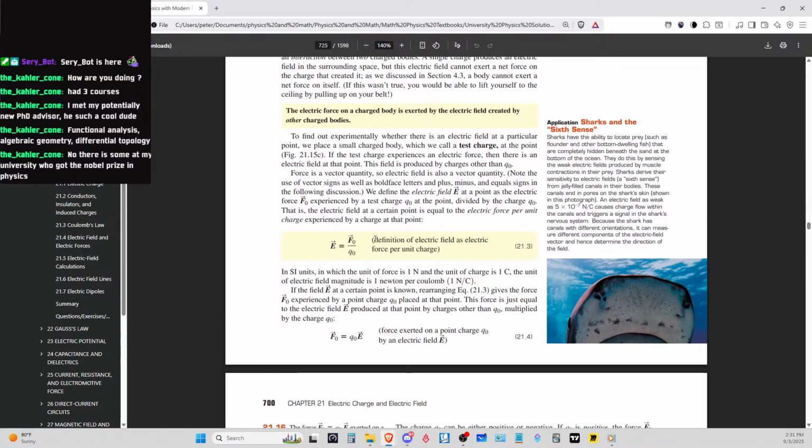Okay, what is this? If the test charge experiences an electric force, then there is an electric field at that point. This field is produced by charges other than Q naught.